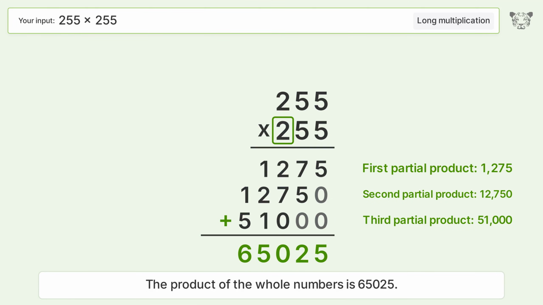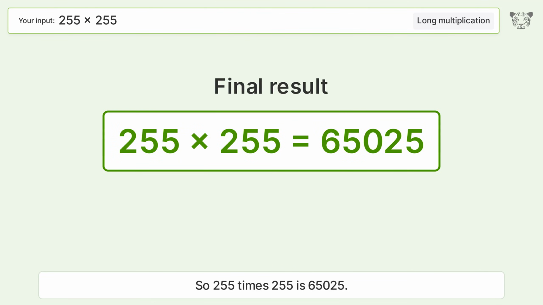The product of the whole numbers is 65,025. So 255 times 255 is 65,025.